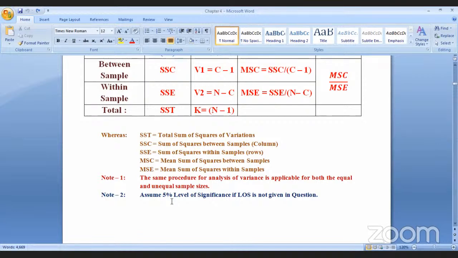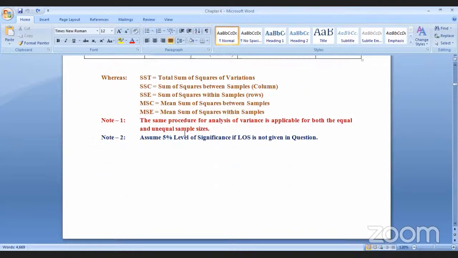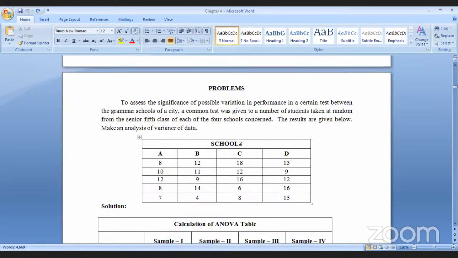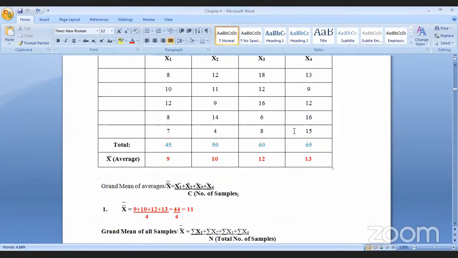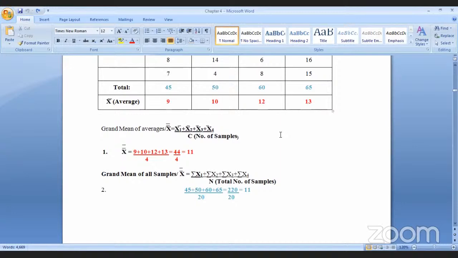So this is a one-way classification problem. One side information is there, schools A, B, C, D. On the left side there is no additional information. Is there any additional information? No. So this is considered as one-way classification only. So here, this is a problem. First, what we have to do is find the totals. Then we have to find out the grand mean of all samples.